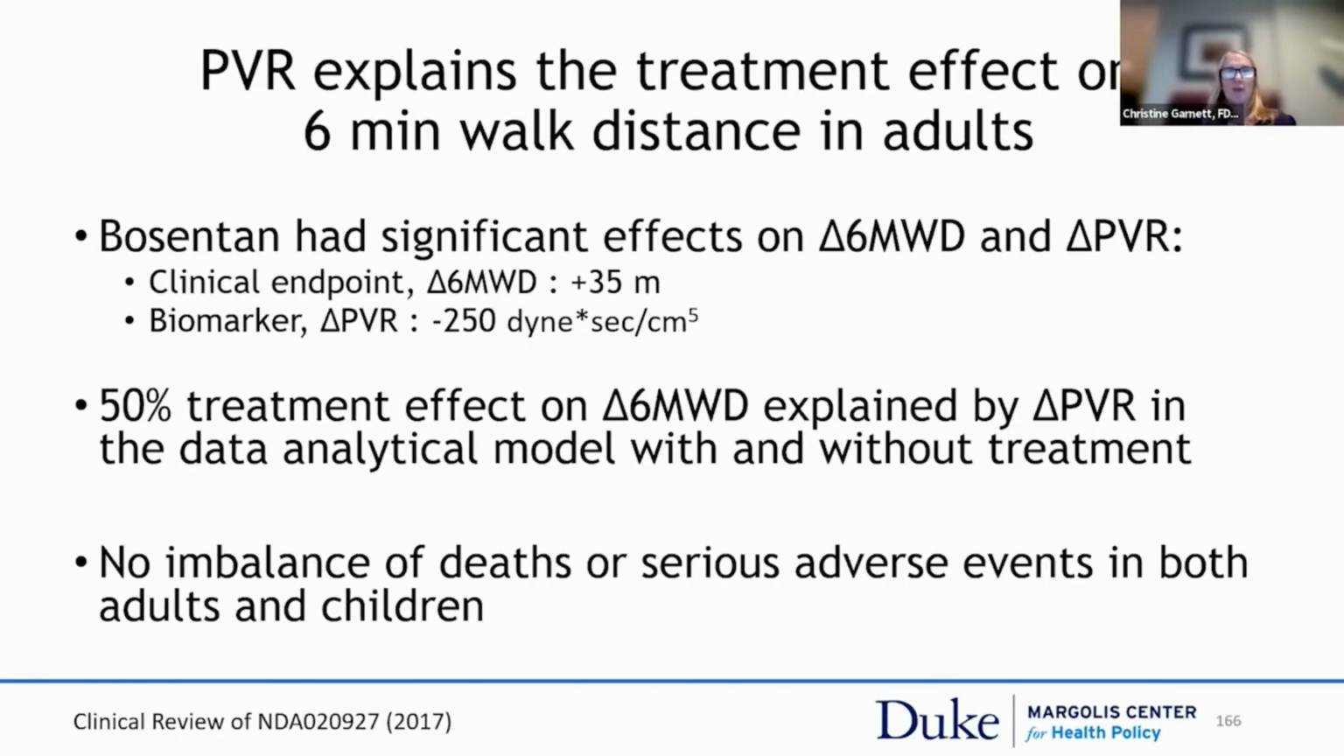In adults, treatment with Bosentan had a significant effect on the 6-minute walk distance. It improved it by a mean of 35 meters. And it also had a significant reduction in PVR. When we looked at a statistical model where we were trying to evaluate the percentage of the treatment effect explained on the 6-minute walk distance, we found that the model showed about 50% of the net effect on the 6-minute walk distance could be explained by changes in the PVR.